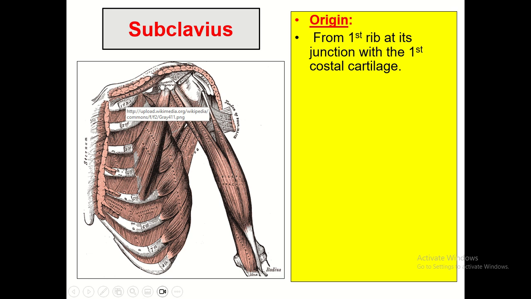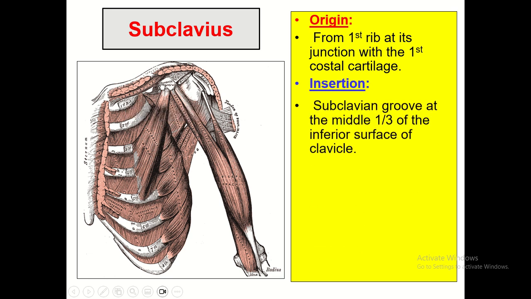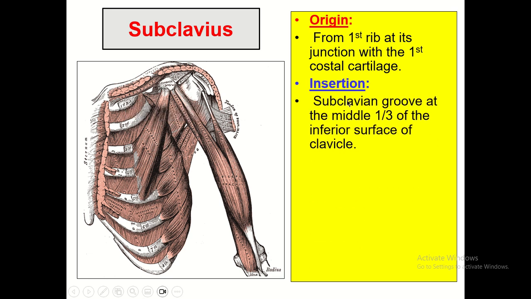And then it's going to insert on the subclavian groove, right? At the middle third of the inferior surface of the clavicle. Remember, the clavicle is divided into three thirds, right? You have the medial third, the middle third, and the lateral third. So inferior to the middle third, you have what you call the subclavian groove. That's where this muscle attaches.